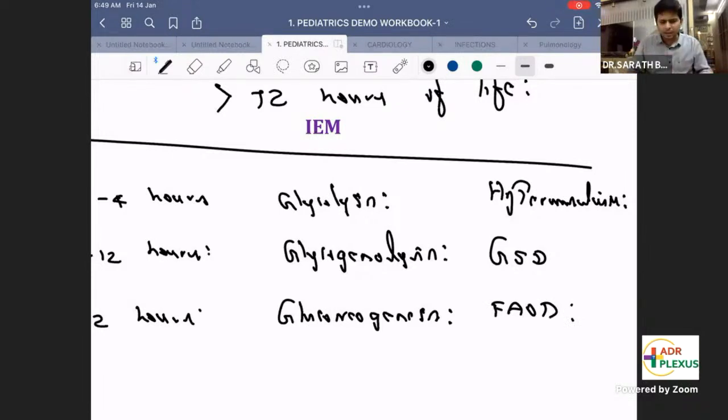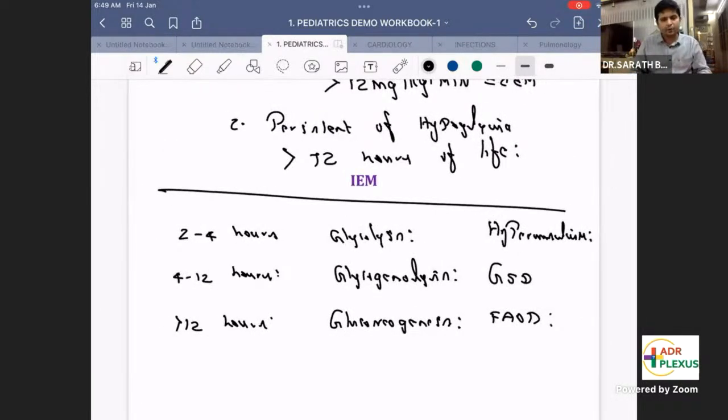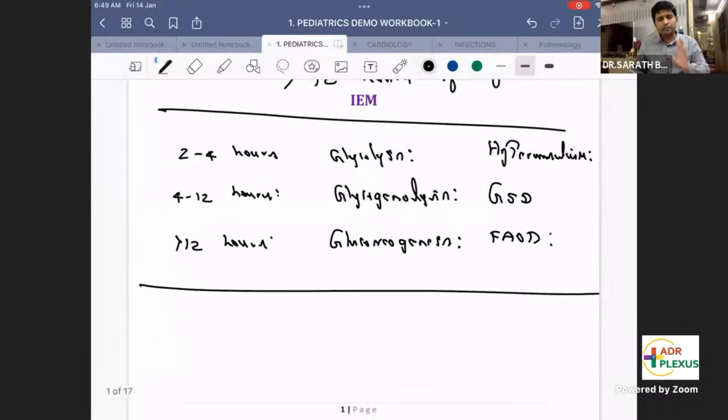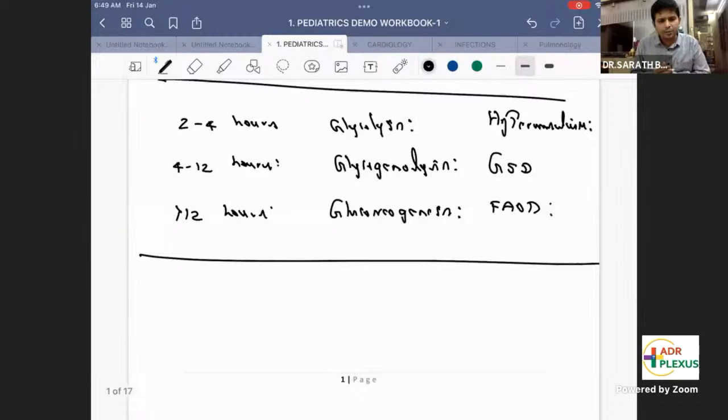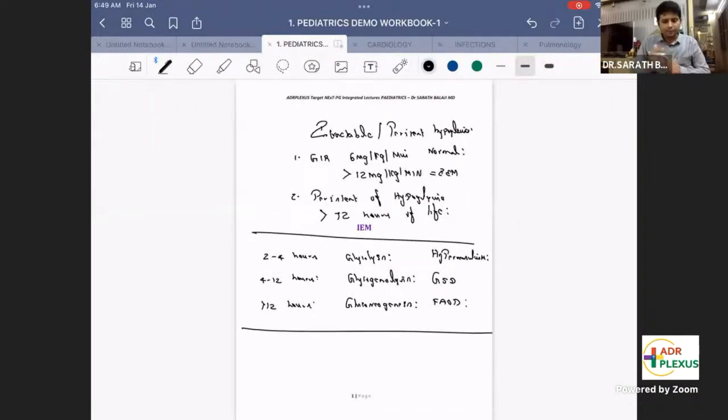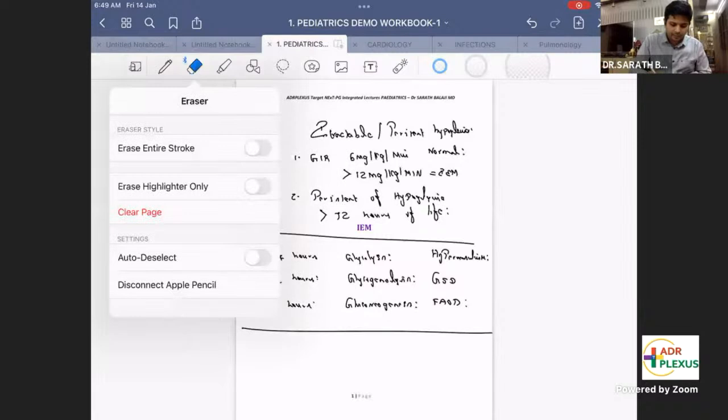There are so many differential diagnoses you can have, so this is the prototype example. Third point, prototype example. We are going to discuss mainly some examples for these hypoglycemias.